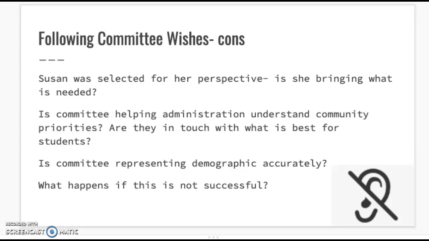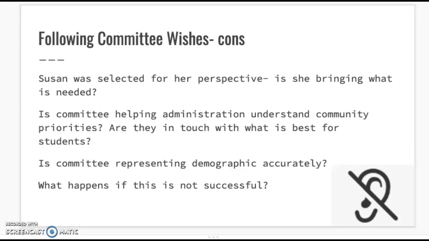If you follow the committee's wishes, it also has some negative aspects. I already stated earlier, but Susan was selected for this position because of her perspective. Is she bringing what is needed? Is the committee helping the administration understand community priorities? Are they in touch with what is best for students? Is the community representing the demographic accurately and what the needs are?